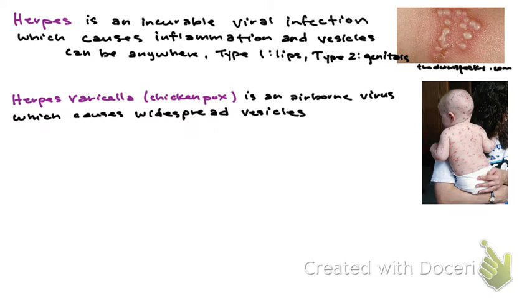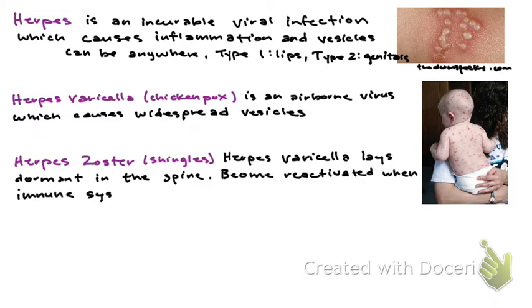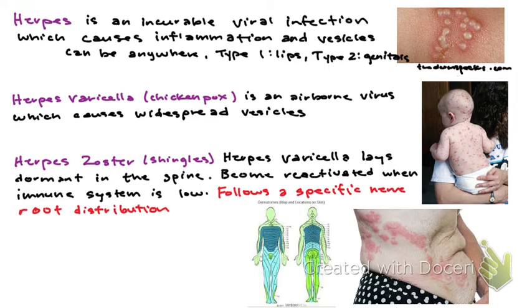When a person gets herpes varicella, they later can get herpes zoster, which is shingles. Herpes varicella will lay dormant in the spine and become active during moments of immune suppression, like if someone is very stressed or very ill. And when you erupt in the vesicles associated with herpes zoster, it follows a specific nerve root distribution.